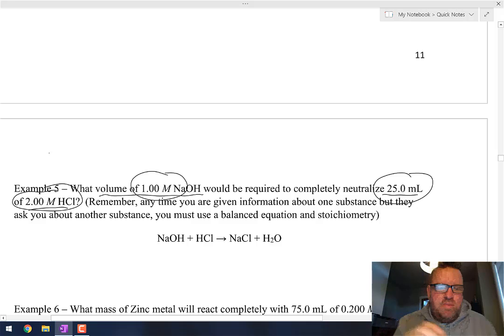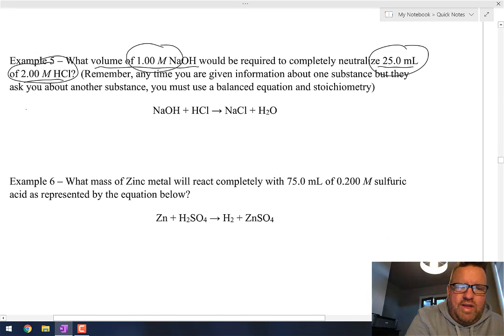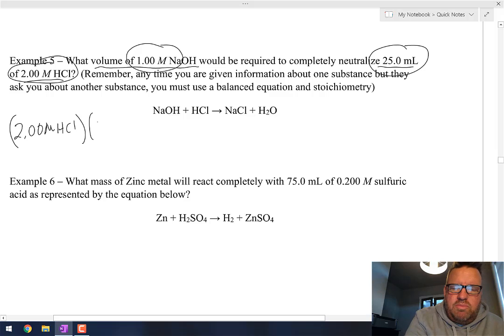Pretty much anytime you get the concentration and the volume of something, you're going to be converting that to moles. So that's what we'll do first. We'll take our 2 molar HCl and multiply it by the volume. Remember, concentration times volume equals moles. So 2 times 0.025, probably shouldn't need a calculator for that, 0.050, and that's moles of HCl.